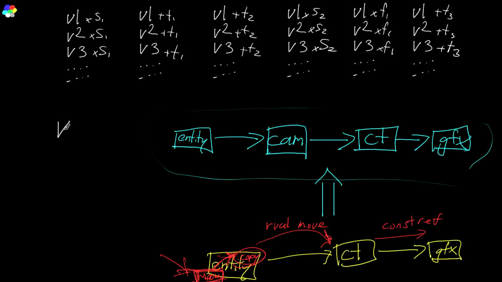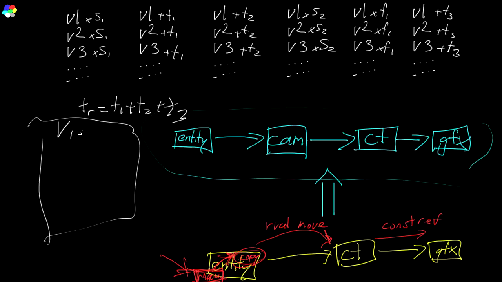We could also just do V1, so we could calculate T result is equal to T1 plus T2 plus T3, and then we could just do one single loop where we do V1 plus T result, V2 plus T result, etc., etc. So we could combine these 3 translations and then just run them all in a single loop where we do a single addition to each vertex instead of 3 additions for each vertex in 3 loops.